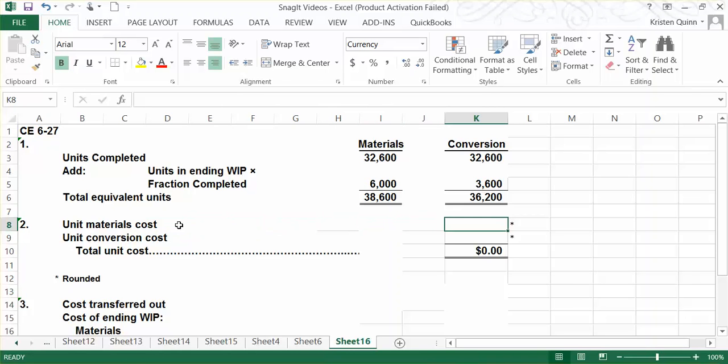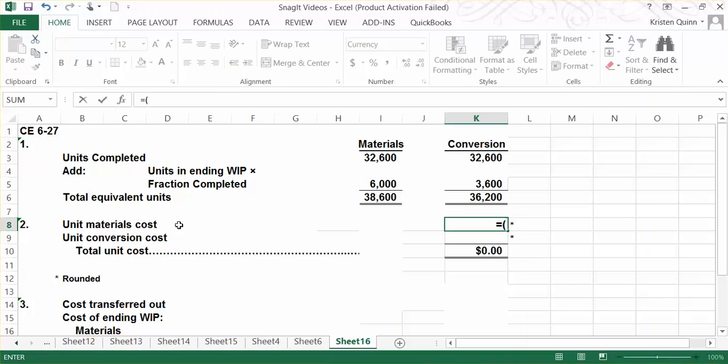In part 2, they want us to calculate unit cost and round our answer to 2 decimal places. Under the weighted average method, we include together the costs for beginning work in process and the current period. Now we need to do it twice, once for materials and once for conversion. So we'll start with materials.